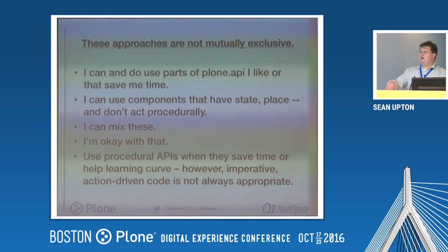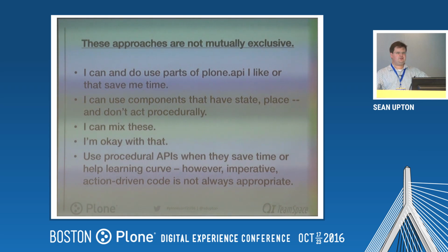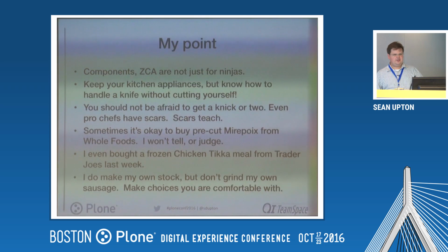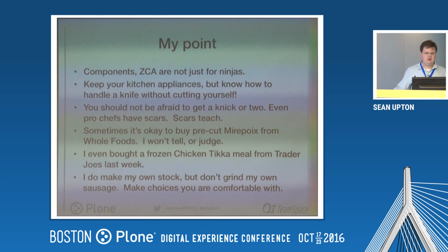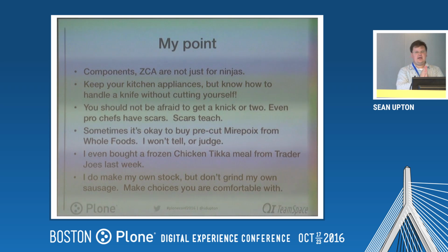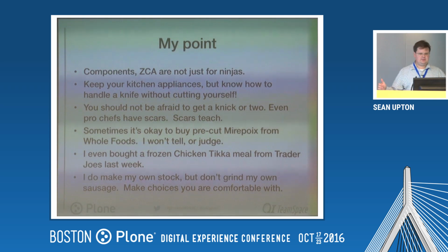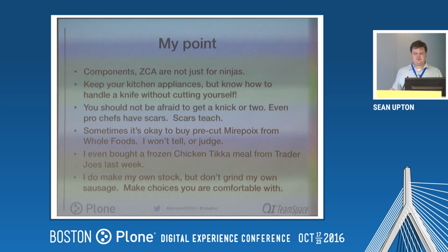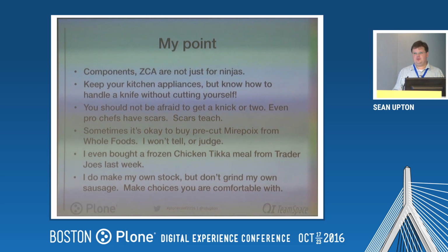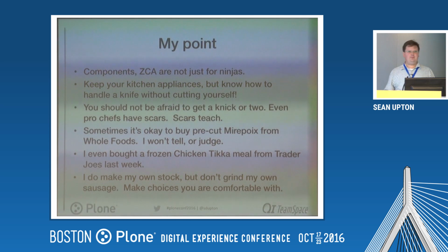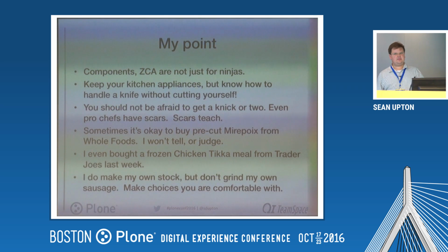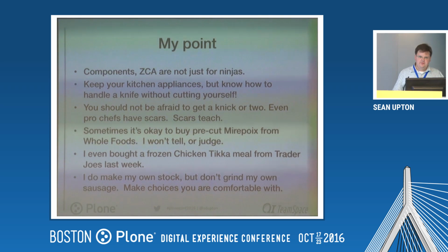So my point here is, don't think the Zope component architecture is just for component ninjas or people who are core developers or what have you. I would say if you're writing add-ons, you want to have your kitchen appliances. I like my food processor, but sometimes it's nice to be able to make pie dough from scratch. It's nice to be able to chop onions when I need to chop onions. In fact, my food processor crushes the onions, which makes the flavor worse.